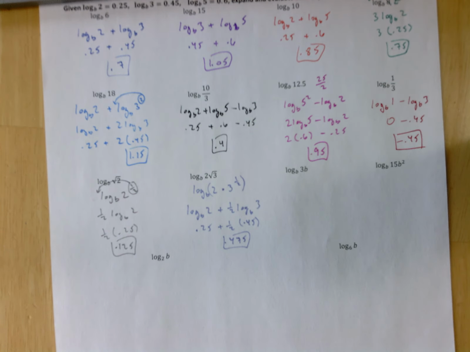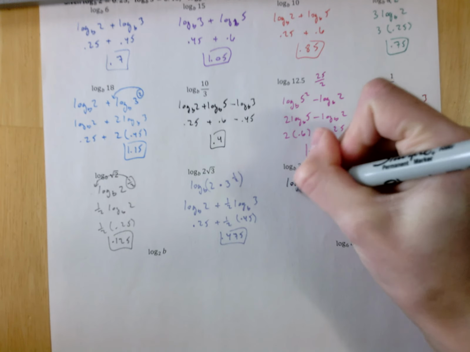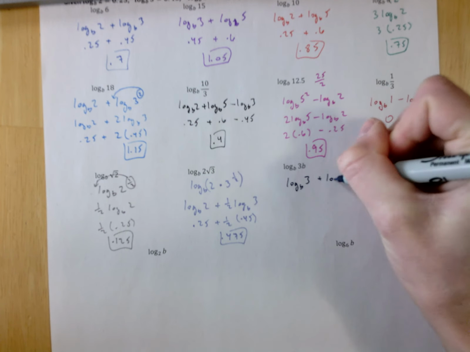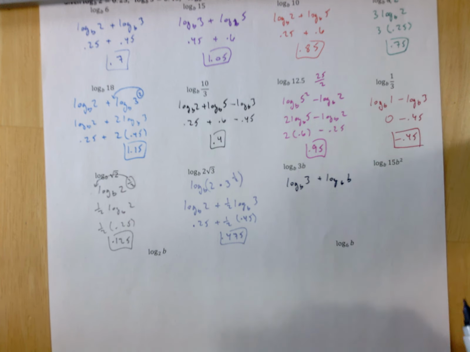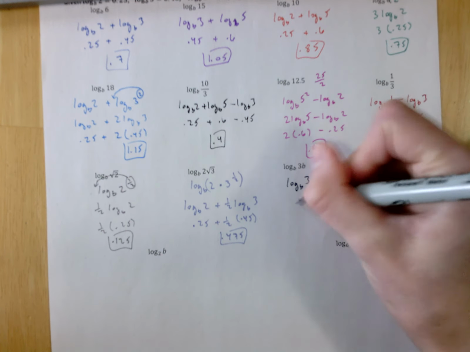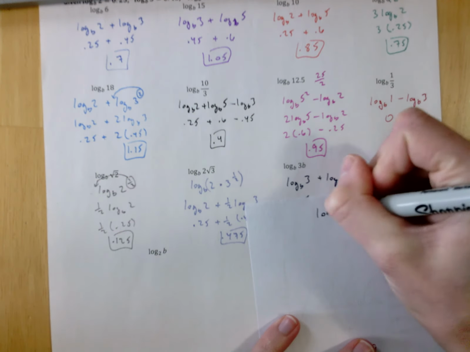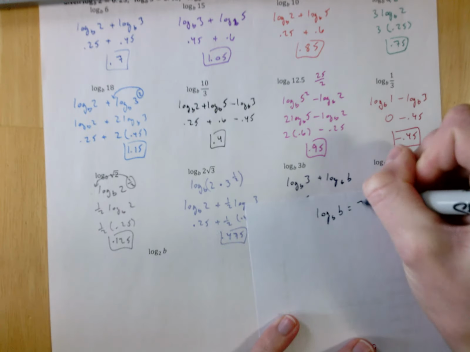Okay. All right, next one. This is another one that tends to trip people up. So we look at this one and it's 3 times b. So we can split this into log base b of 3 plus log base b of b, right? And then when we go to simplify that, we know this guy that was given to us, that's 0.45, but the log base b of b, so again, remember, right? We want to know log base b of b equals what?